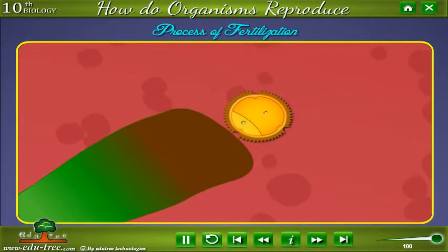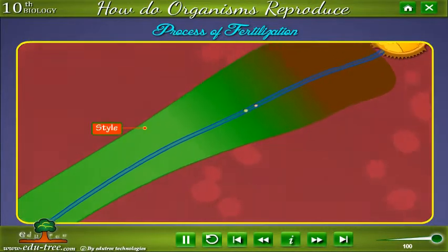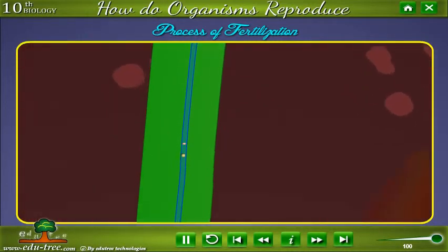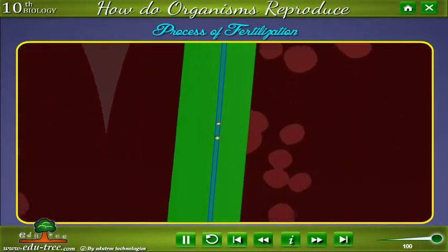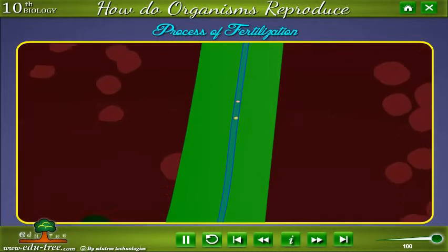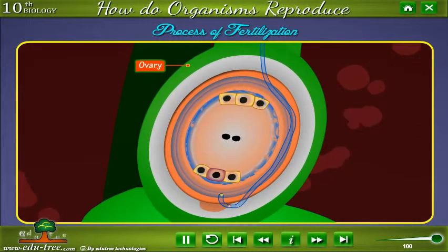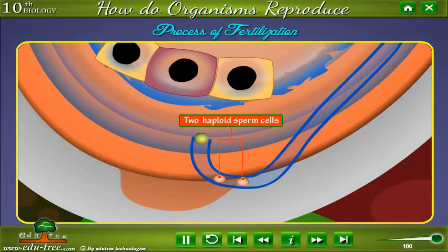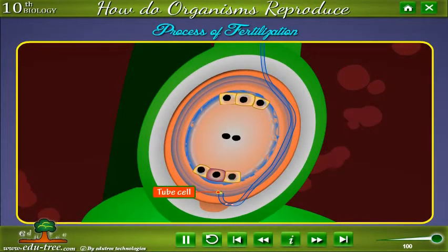Once landed, it begins to germinate. A tube cell forms a long structure down the style and into the ovary. The generative cell travels behind the tube cell nucleus. Once near the ovary, it divides by mitosis to produce 2 haploid sperm cells. The pollen tube reaches the micropyle and releases the sperm cells into the embryo sac.